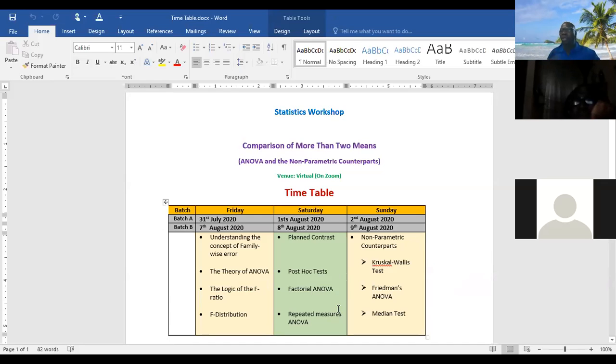All those things, we're going to do them practically. We're going to look at their theoretical basis and use data. We're going to run it with data, using SPSS to see the way it is. The repeated measures Anova, then the non-parametric counterparts: Kruskal-Wallis, Friedman, and median. Those are the things we want to be looking at in the next 3 days. So I think we can start now.